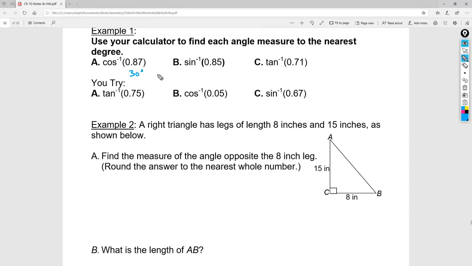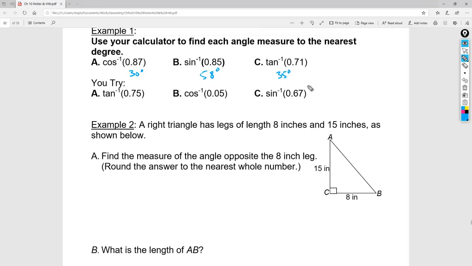So here, if I am finding inverse cosine of 0.87, this will actually give me 30 degrees. And that makes sense because, as you get more comfortable with the decimals, you'll kind of know what 0.87 represents. It does represent one of our perfect values on the 30, 60, 90 triangle. Okay, and so now I'm looking for inverse sine of 0.85. So if you try that, you will get 58 degrees. And inverse tangent of 0.71 is 35 degrees.